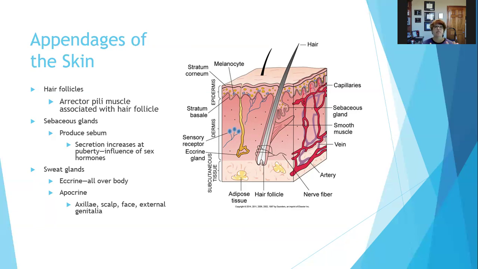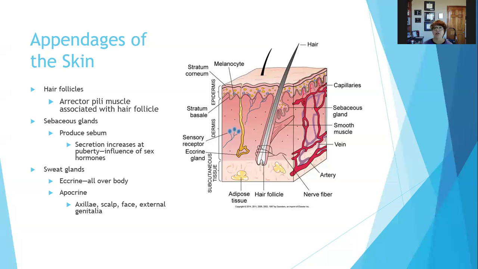Sweat glands, we have eccrine sweat glands all over the body, and those are largely the ones that are controlling our temperature. And we have apocrine glands in the axillae, scalp, face, and external genitalia. So all those structures of the skin live in the dermis. When we talk about burns, we talk about superficial thickness, partial thickness, full thickness. So you can think of superficial thickness as the epidermis. Partial thickness is down into the dermis, and full thickness is down to the hypodermis.